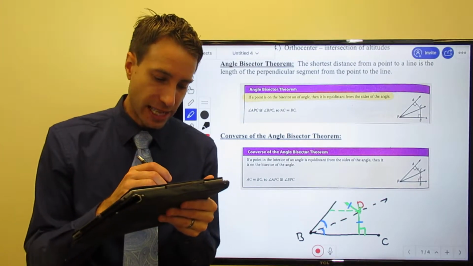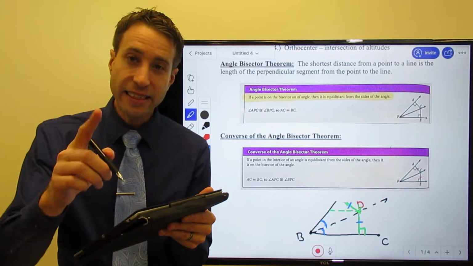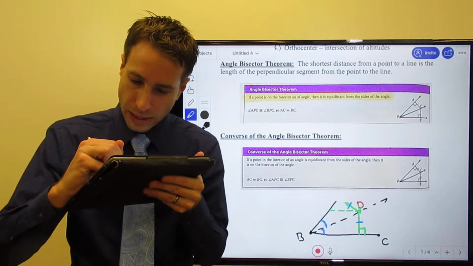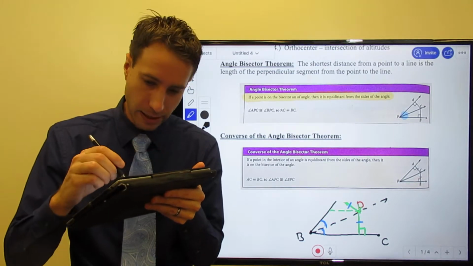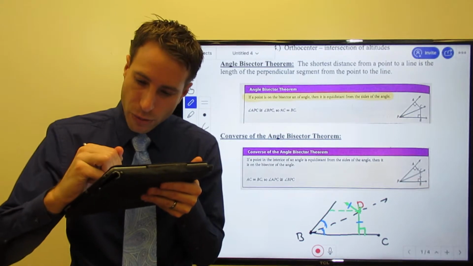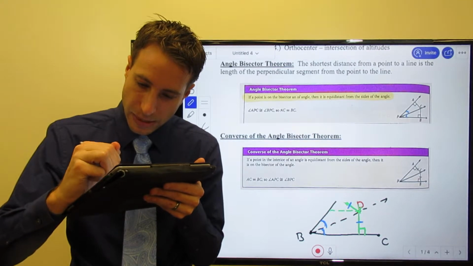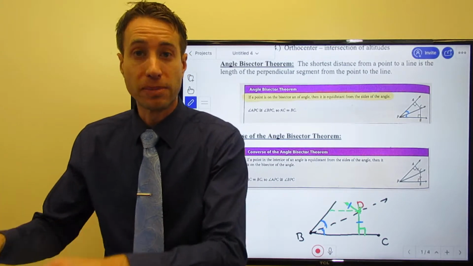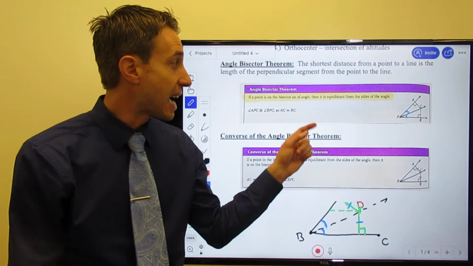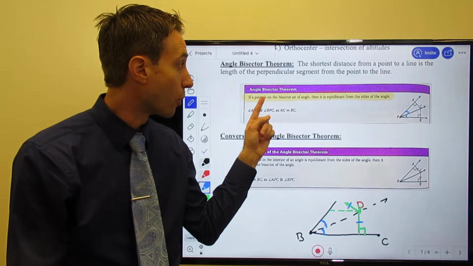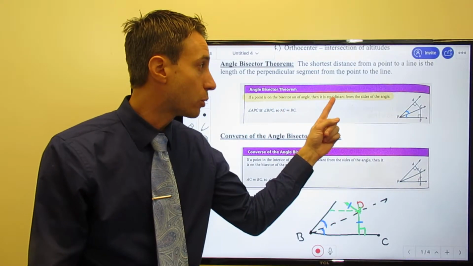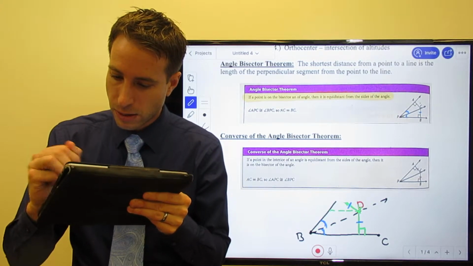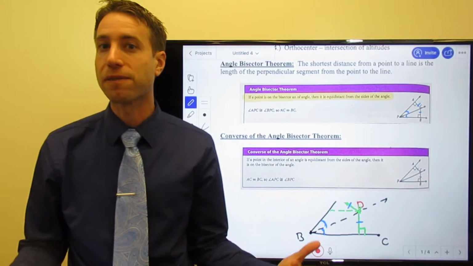So here's what they're telling you. In the diagram, please note that they have given you the congruent angles. They're drawn really small in there. If you know you have an angle bisector, meaning you know that those two angles are congruent, then what this theorem tells you is that a point on the bisector will be equidistant from the sides. So as long as it's an angle bisector, you know that those two lengths have to be congruent.